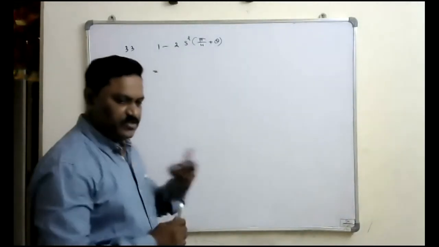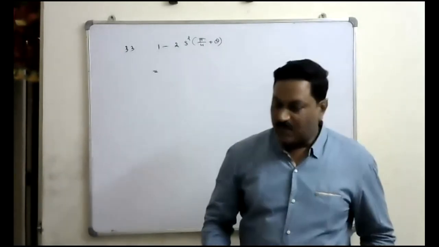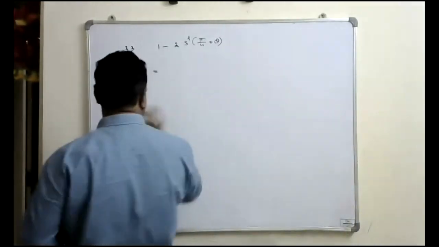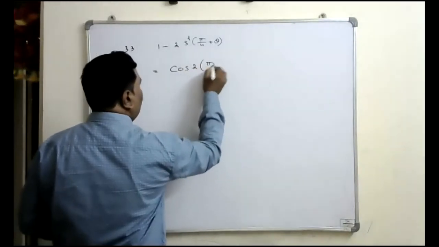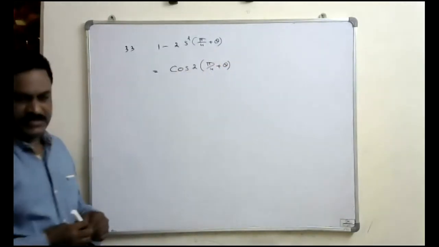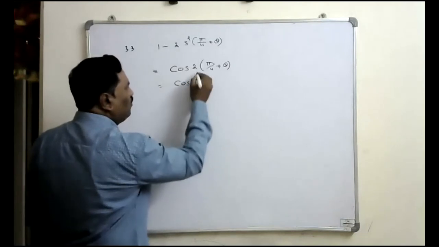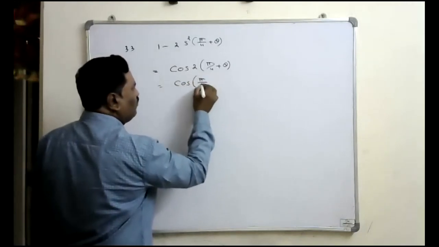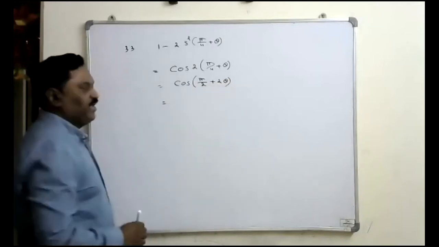1 minus 2 sin square a. That is the formula for cos 2a. Here a means pi by 4 plus theta. So that is equivalent to cos of 2 into pi by 4, which is pi by 2, plus 2 theta. The problem becomes like this.